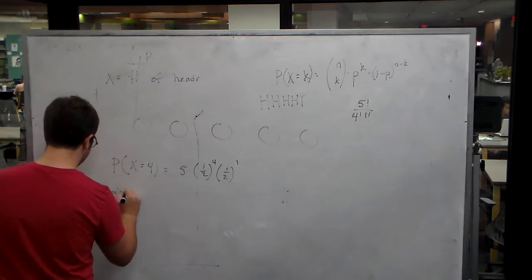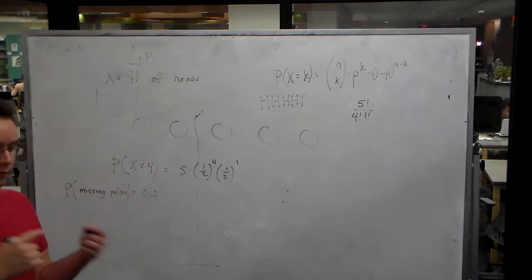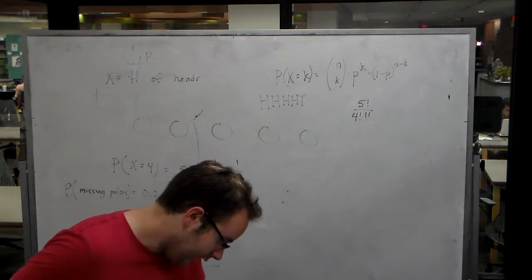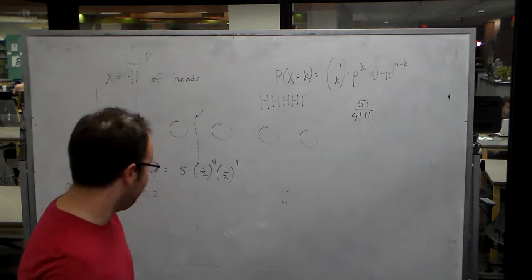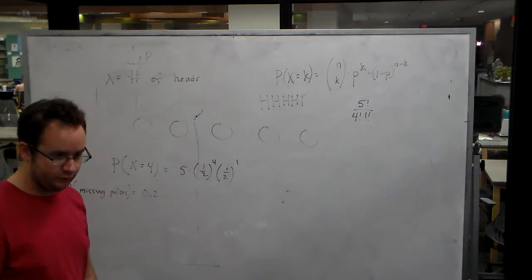This is very confusing. You have to pay very close attention to the wording. It says that 80% of the time they have no missing pulses. Am I right about that? That 80% have no missing pulses. So that means the probability that a given disk does have a missing pulse would be 0.2. Does that make sense? Yeah, so be careful of that.